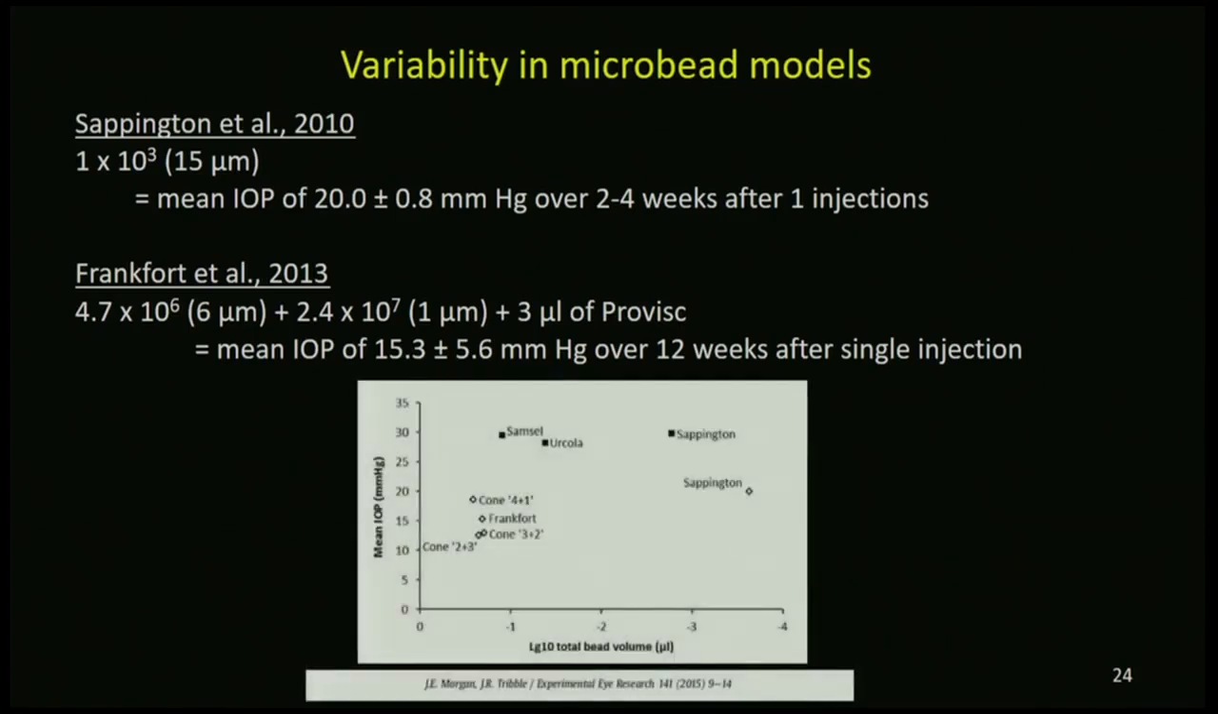And Morgan and Tribble tried to sort of correlate this in their review, and they basically found no correlation between bead volume and what the mean IOP was. The black squares here are rats, and the white diamonds here are mice. And again, they basically saw no real correlation.